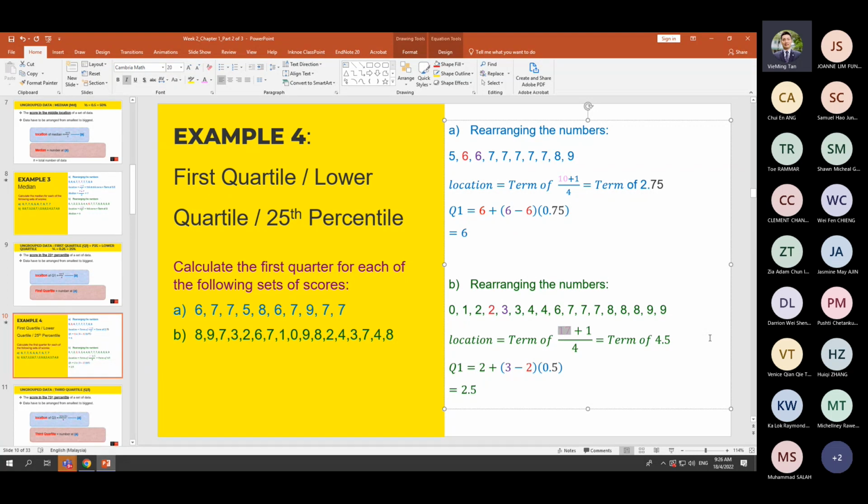So which one is term 4? Term 4 is this number, the red 2. Which one is term 5? Term 5 is the purple 3. So we can get the difference between term 4 and term 5. We use the upper number minus the lower number, so purple 3 minus the red 2. The difference is 1. So substitute to here.